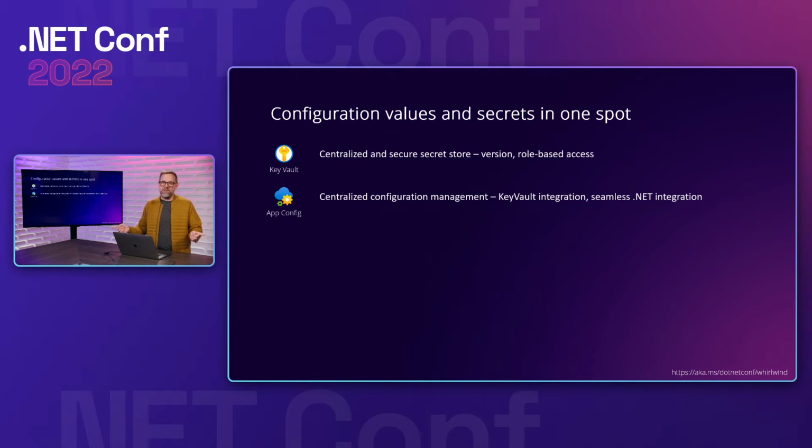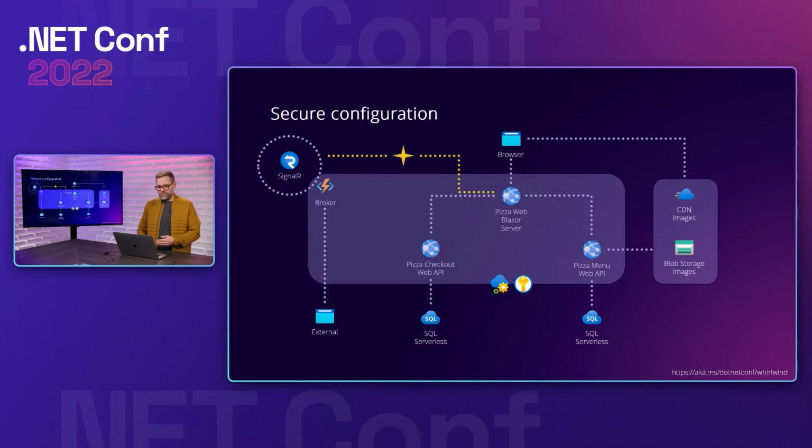App Config, think of it as a super duper appsettings.json, but in Azure. And what's neat about that is eventually you're going to start scaling, and you're going to have several different app services all over the place. They can all go in and read the same Azure App Config and get their settings out of there. What's cool then is Azure App Config can talk to Key Vault, and it's built right in with seamless .NET integration where it fits right into the pipeline. So when you're writing your code in .NET, it's just like accessing the appsettings JSON.